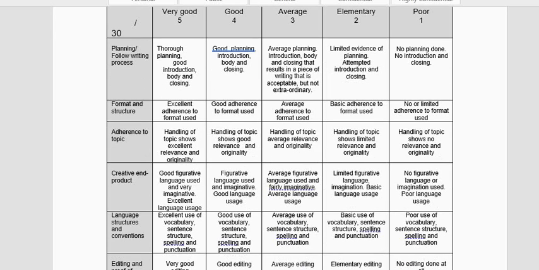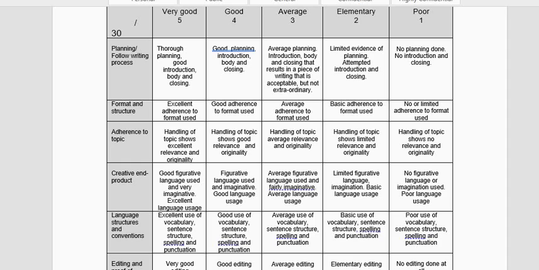Level 1: handling of the topic shows no relevance and originality. So look at the two requirements now. It looks at relevance and originality. Was the child focused? Is it relevant? Did he use it in an original way?